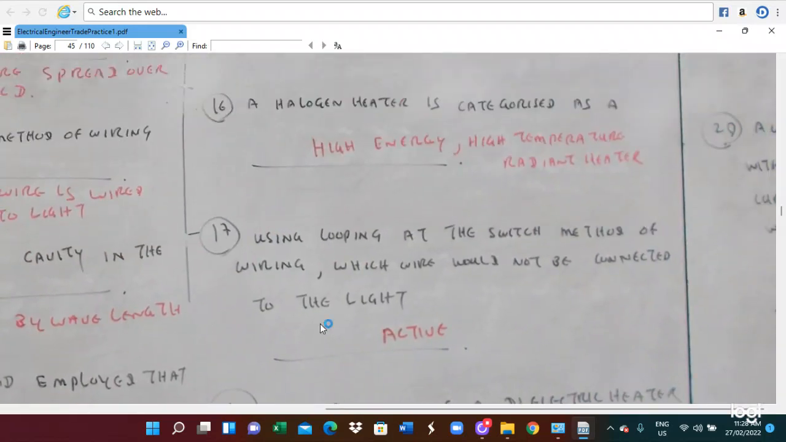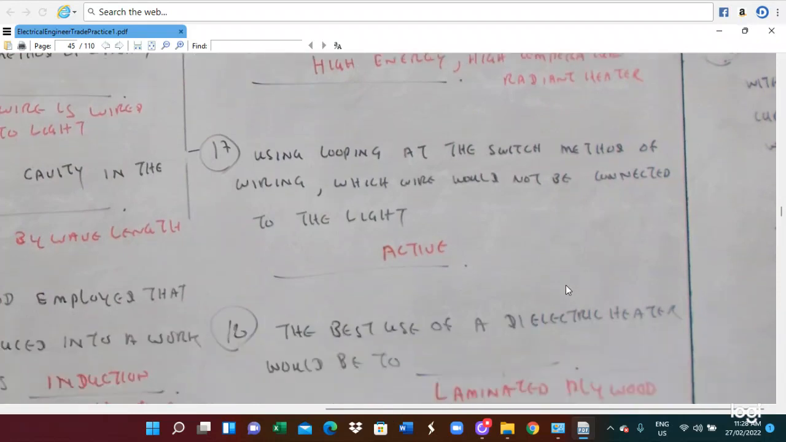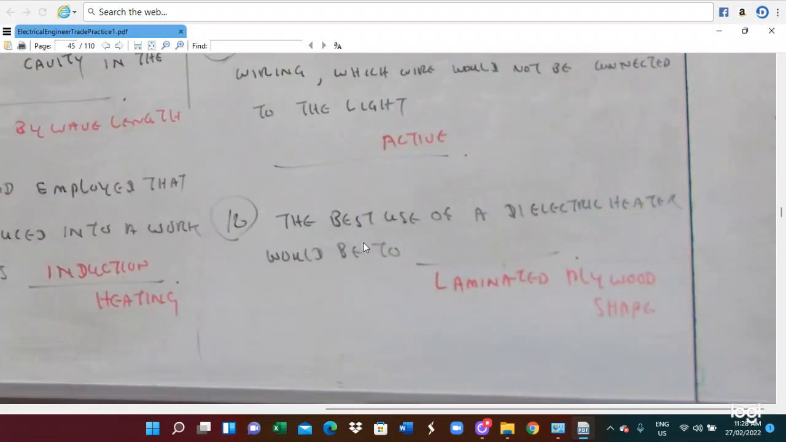The halogen heater is categorized as a light energy, high temperature radiant heater. Using the look-at-the-light, switch method of wiring, which wire will not be connected to the light? The active wire should not connect to the light because of the look-at-the-switch method. The best use of the dielectric heater would be to laminate plywood shape.